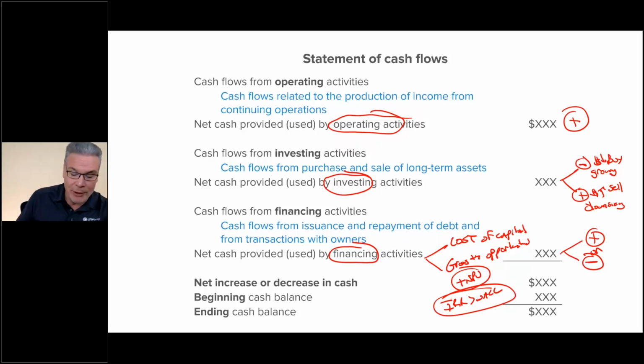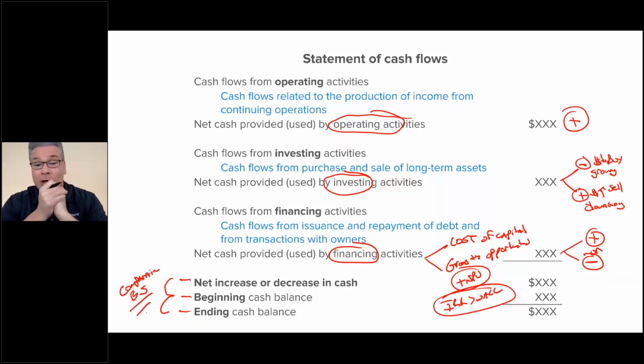Okay, your net increase or decrease in cash, your beginning cash, this all comes from your comparative balance sheet. All righty. So you're going to know your change in cash before you even do your statement of cash flow because you'll have that per your comparative balance sheet.